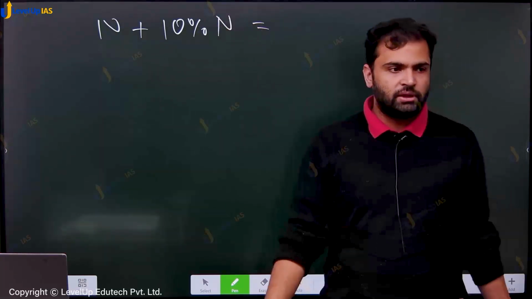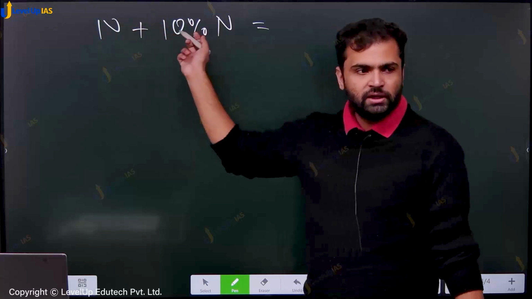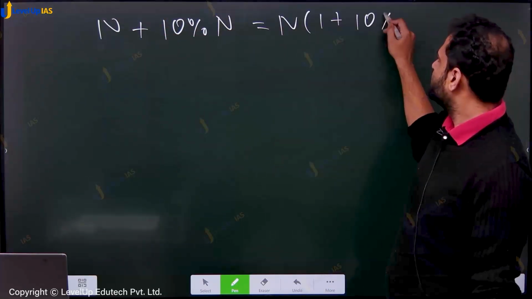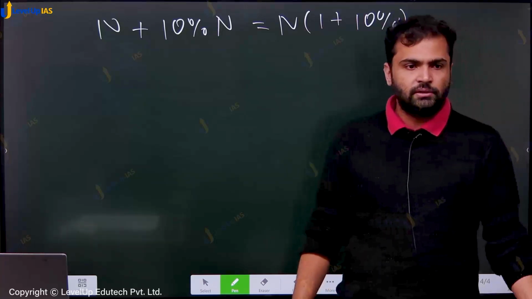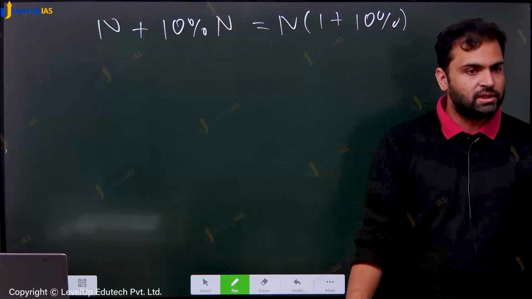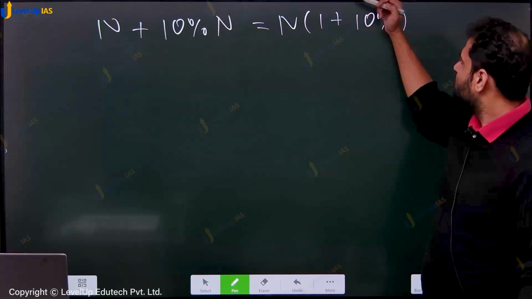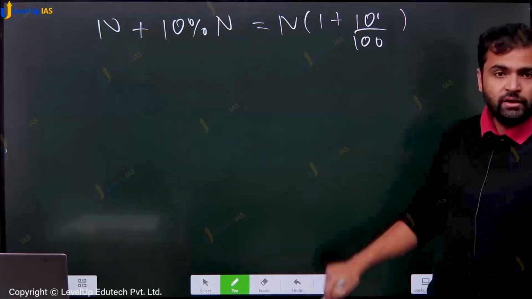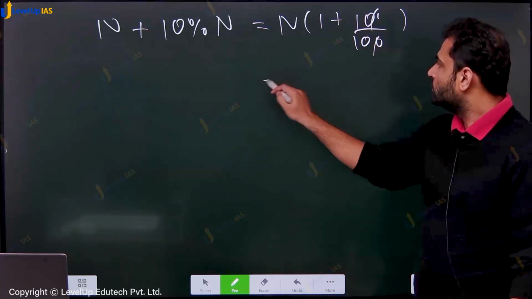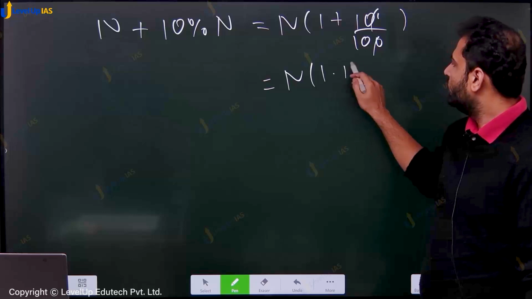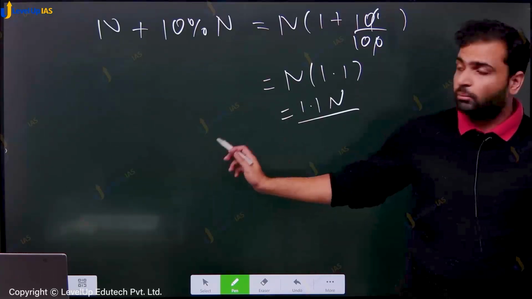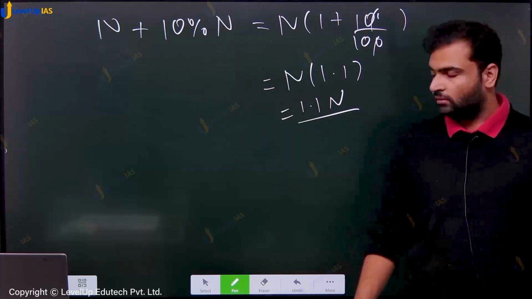I can take n as common because both quantities have n. I can write it as n into 1 plus 10%. Now 10%, if I convert it into decimals, is 1 by 100, so this is 0.1. So the number I get is n into 1.1. This is the number we get after a 10% increase.